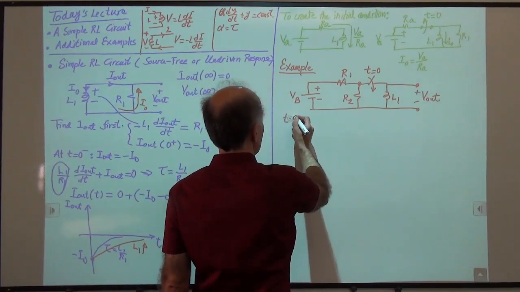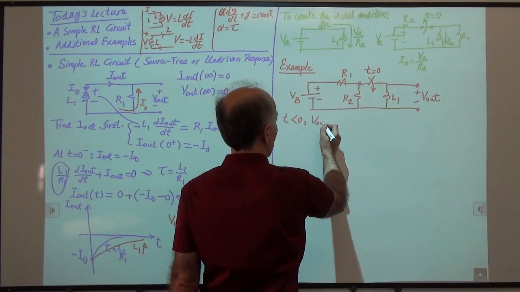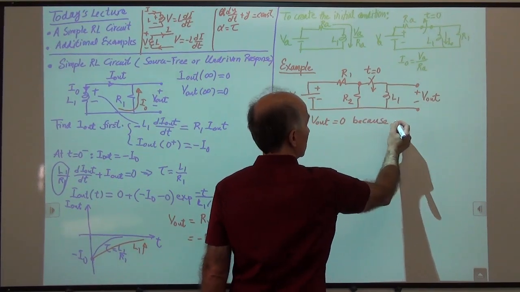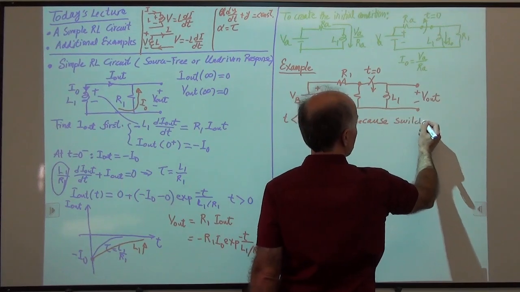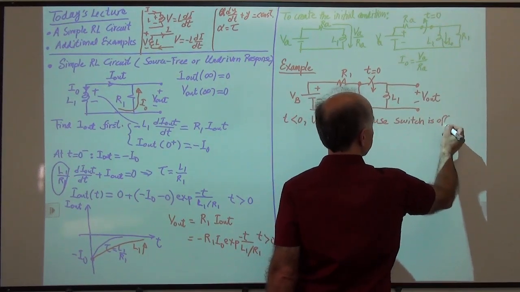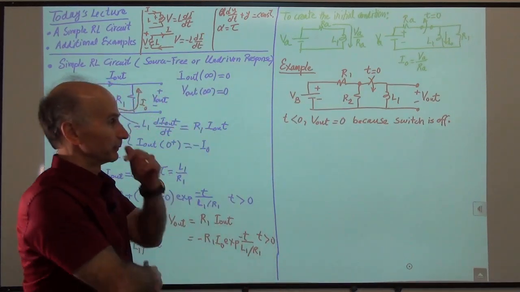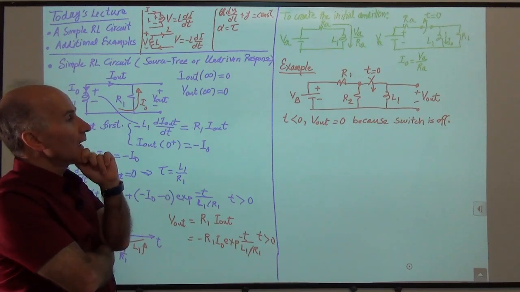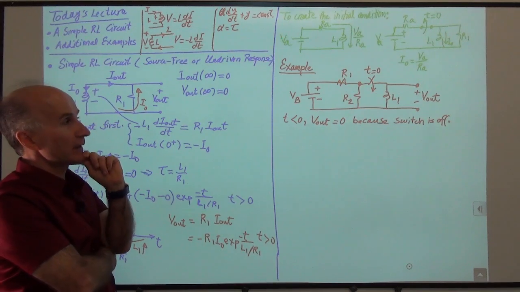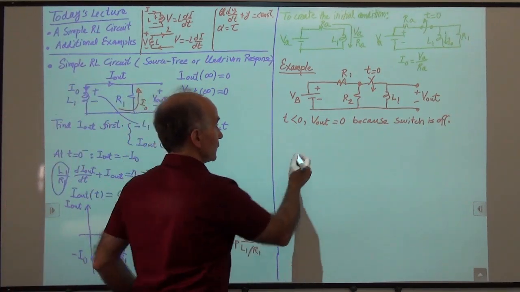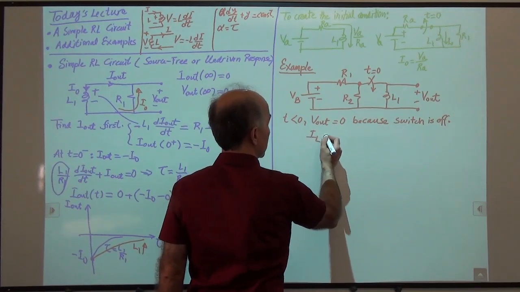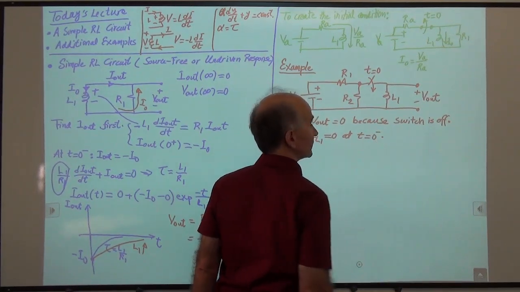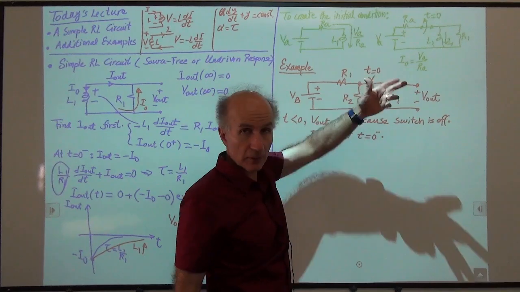So we say for t less than 0, Vout is 0 because the switch is off. So far so good? Okay. That means that the current through the inductor is also 0 before time 0. So we also say IL1 is 0 at t equals 0 minus, because nothing was connected to the inductor, so it has no current in it.